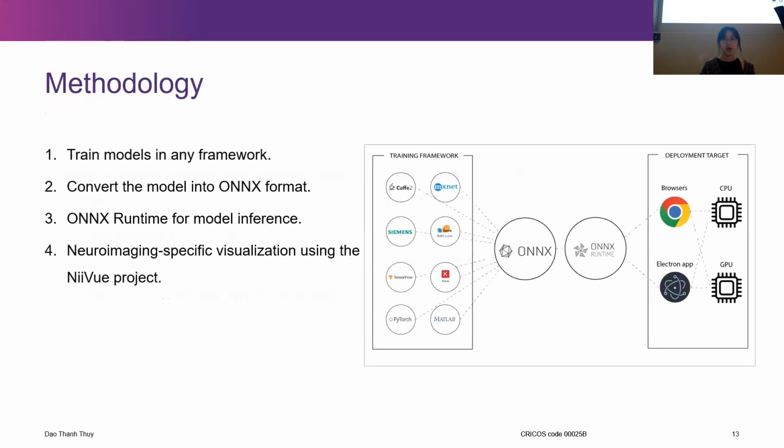So this is the workflow of our proof of concept. First, you can train the models in any framework of your choice, say TensorFlow, PyTorch, sklearn, and then convert it into ONNX format, which is then integrated by ONNX Runtime, a package that allows you to do inferencing in JavaScript. And the deployment can be either a browser or an Electron app, and that will be optimized based on your device hardware, CPU or GPU.